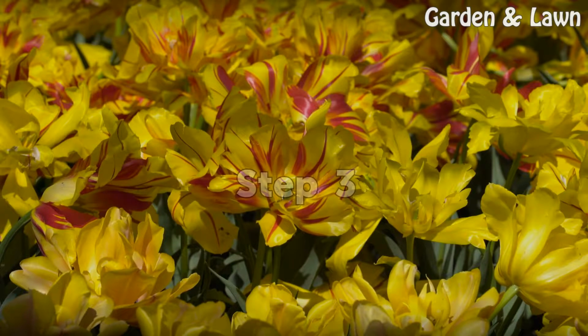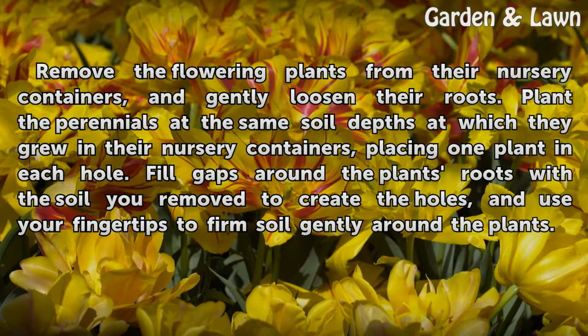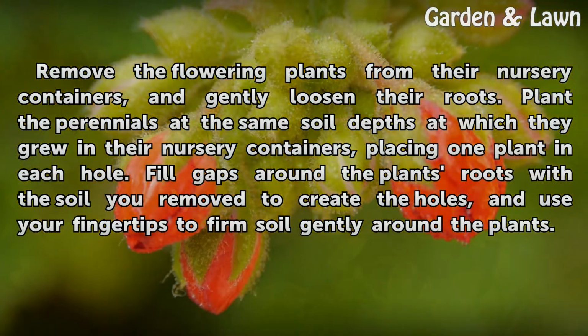Step 3. Remove the flowering plants from their nursery containers, and gently loosen their roots. Plant the perennials at the same soil depths at which they grew in their nursery containers, placing 1 plant in each hole. Fill gaps around the plants' roots with the soil you removed to create the holes, and use your fingertips to firm soil gently around the plants.